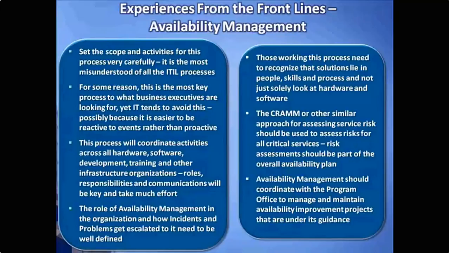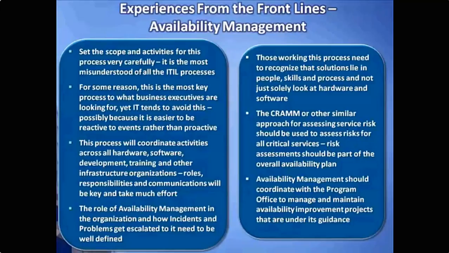Note that this differs from problem management, where the focus is on root cause; it's looking at something that's already taken place, the failure's already occurred. Availability management differs from this in that it's trying to look ahead and see what failures could occur based on the way things have been designed, understand the risks, and then introduce changes to designs and other things in the infrastructure to mitigate those risks. So set the scope and activities for this process very carefully. Again, I find this is one of the most misunderstood of all IT processes.